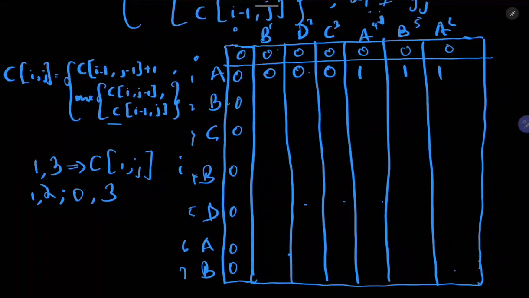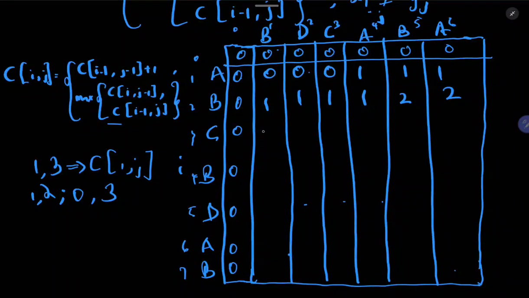So we keep moving. B and B the same. B and D not the same, but the maximum is 1. B and C not the same, but the maximum between this and this is 1. B and A not the same, but the maximum is still 1. B and B the same, so we add 1 to this point where we have 1. So we have 1 plus 1, that's 2. And B and A not the same, maximum 2.